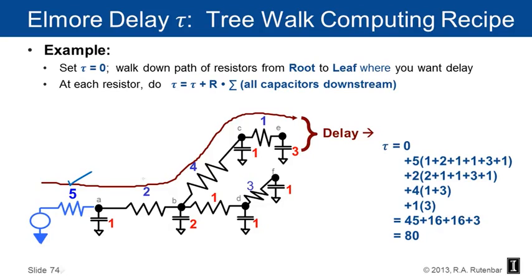Then you go further, to the resistor with a value of 2 between A and B, and you add all the capacitors downstream: 2 plus 1 plus 1 plus 3 plus 1. And then you keep going. We're going down the resistor of value 4 between B and C. The capacitors you see now in front of you are 1 and 3, so 4 times 1 plus 3. And then you get the resistor of value 1 between C and E. Multiply that by the capacitance 3. So 45 plus 16 plus 16 plus 3. If I did it right, 80. 80 is the delay to that node. It's as simple as that.